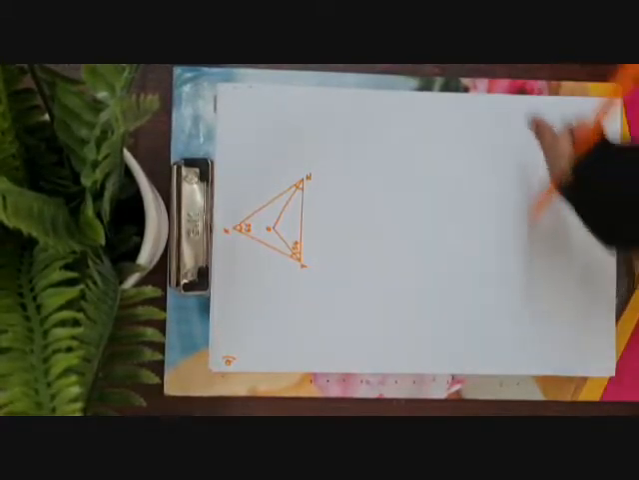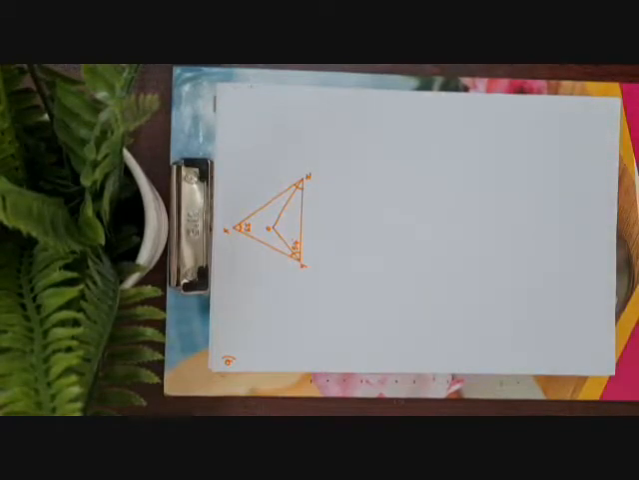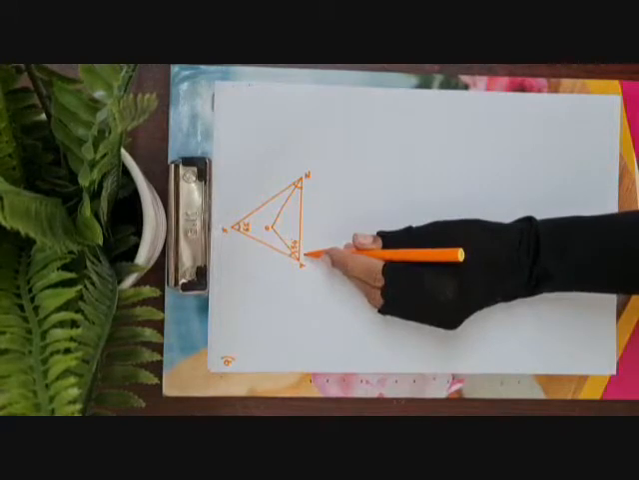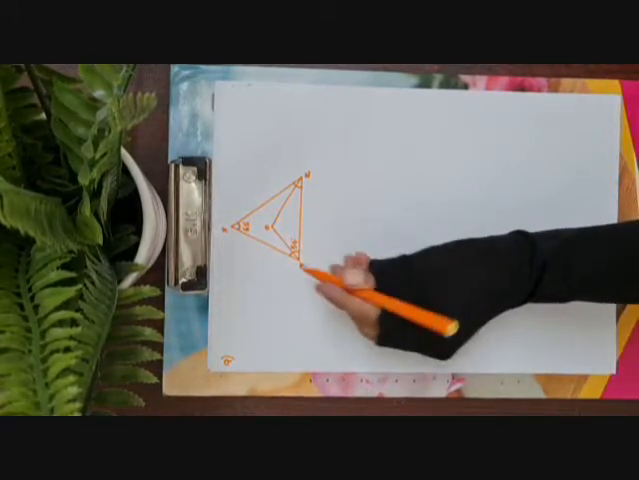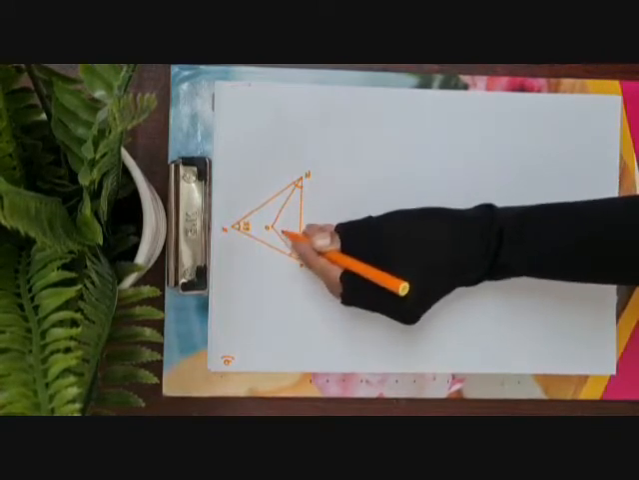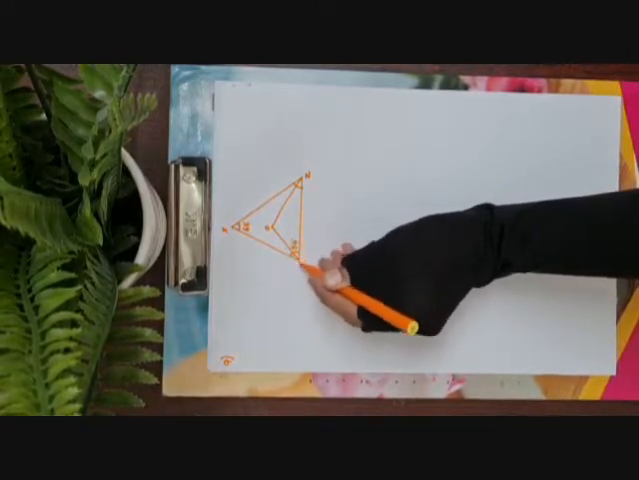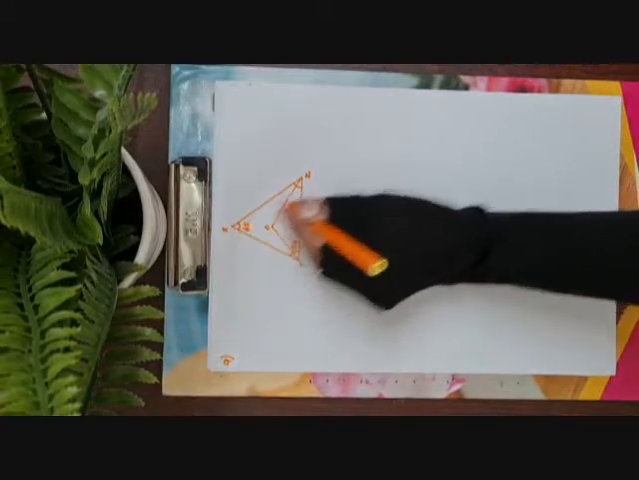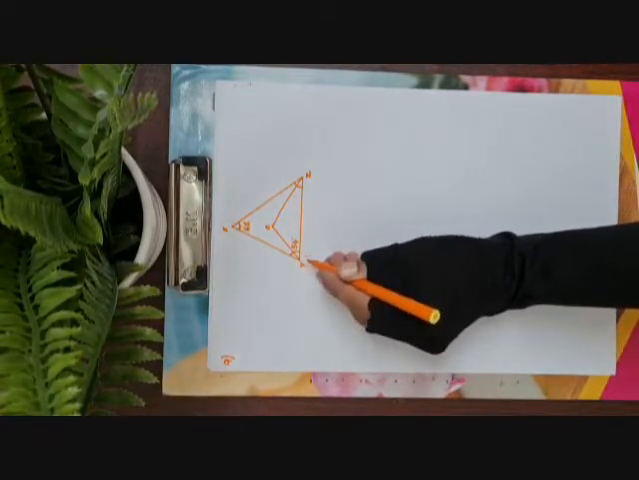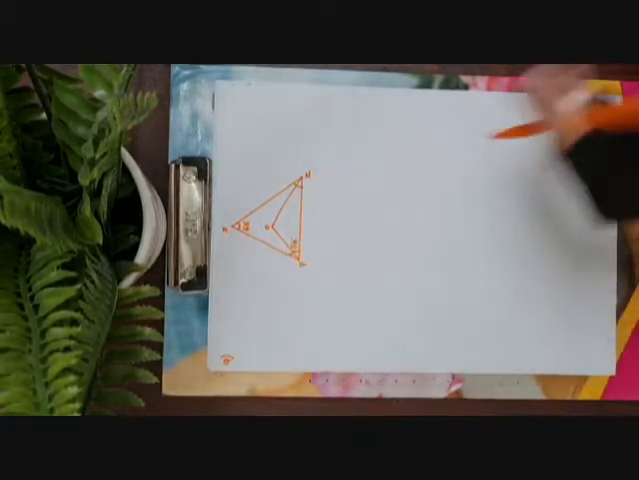I am reading the question for you. In the given figure, angle X is equal to 62 degrees, angle XYZ is equal to 54 degrees. In triangle XYZ, if YO and ZO are the bisectors of angle XYZ and angle XZY respectively, find angle OZY and angle YOZ. Okay children, this is the figure given to us.